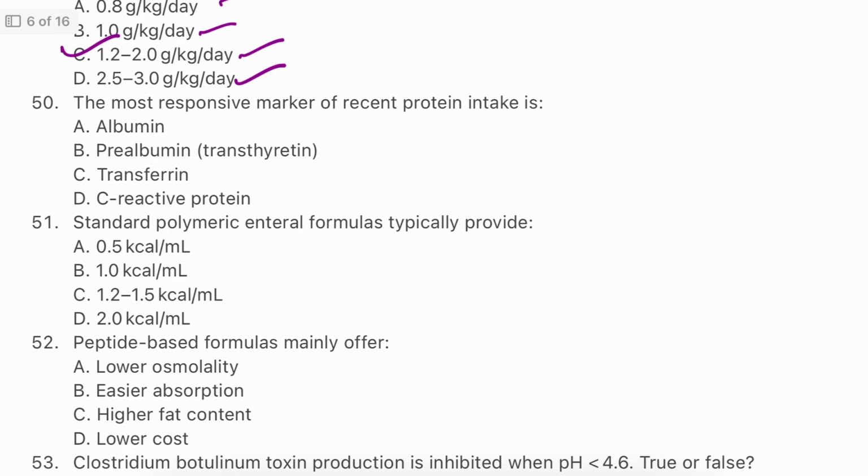Question number 50. The most responsive marker for recent protein intake is albumin, prealbumin, transferrin, C-reactive protein. The answer is B. Prealbumin has a short half-life of 2 days, reflects recent intake of proteins.